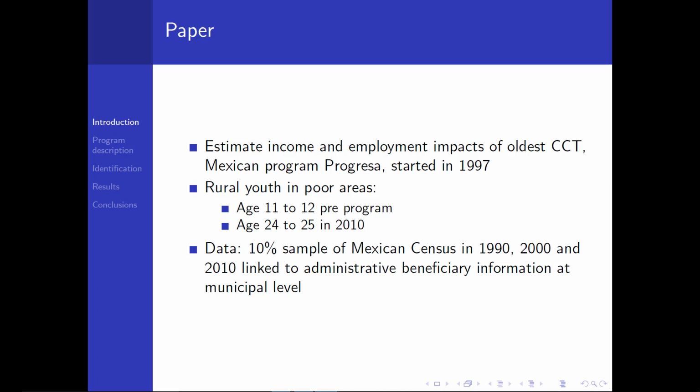The data is the 10% sample of the Mexican census from 1990, 2000, and 2010. I linked this information to administrative beneficiary information, which tells me how many beneficiaries of Progresa there are at the municipality level. I'll use 1990 to look at pre-program trends, before the program begins. I'll use 2000 to look at short-term effects after 3 years of the program, and I'll use 2010 to look at the longer term.